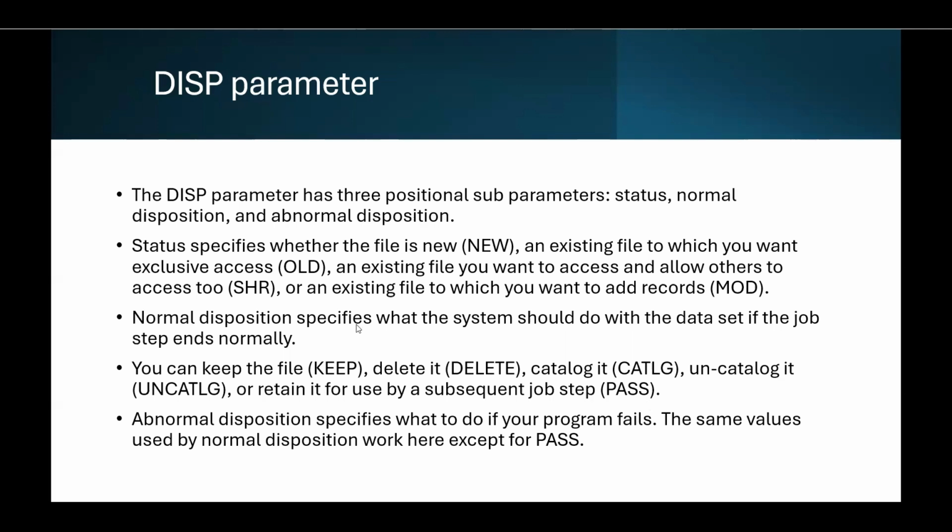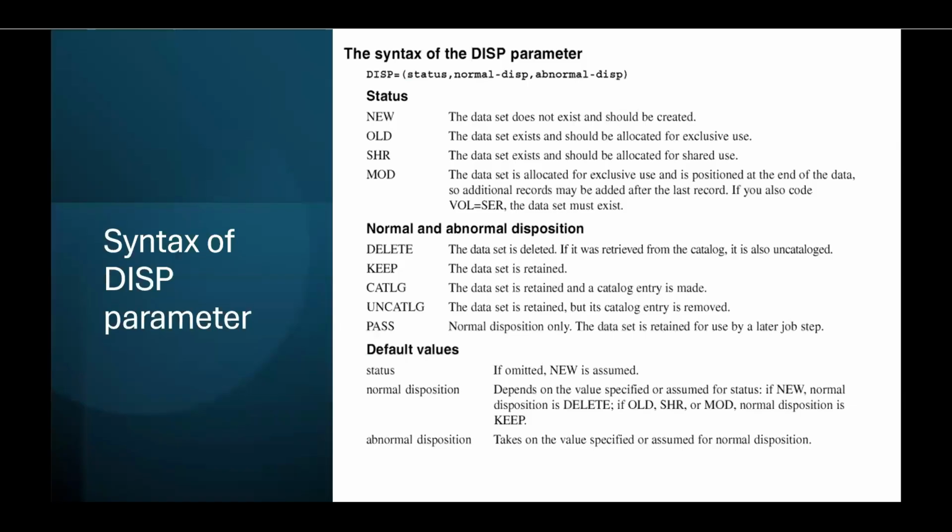So in status, we have new, old, share, modify, and if it is normal disposition, we have keep, delete, catalog, uncatalog, pass. And if it is abnormal disposition, then we have keep, delete, catalog, and uncatalog. We don't have the pass option. Okay. So this is the syntax of the disposition parameter that we have discussed till now. In this slide, we will get a better idea. This is the syntax: disposition equals status, normal disposition, abnormal disposition.